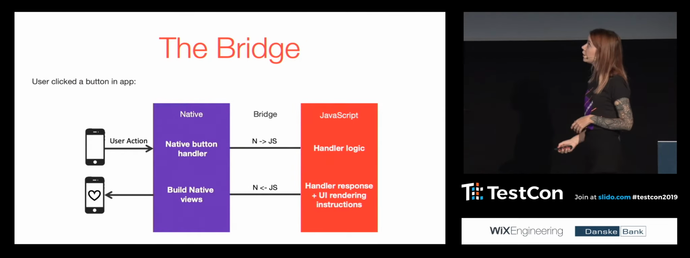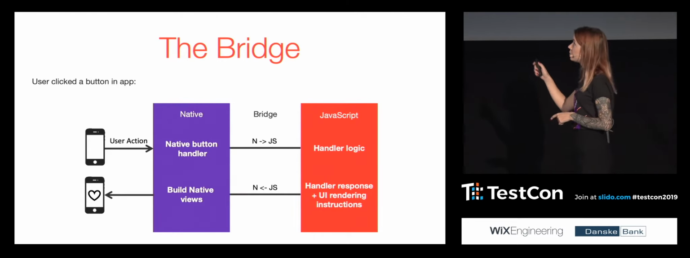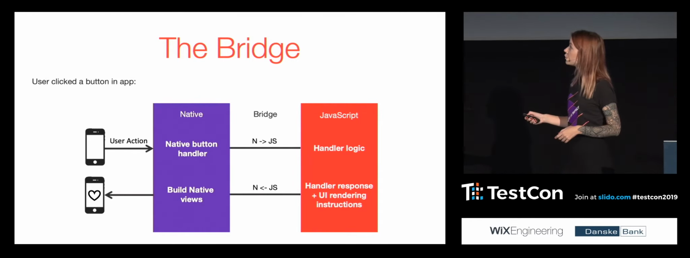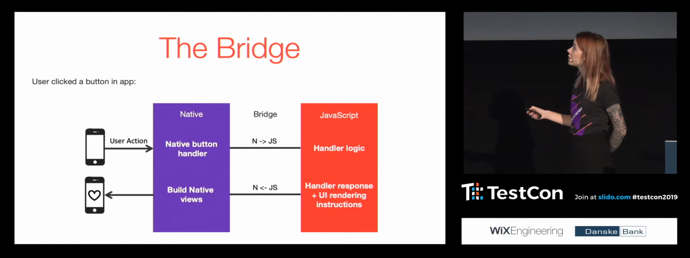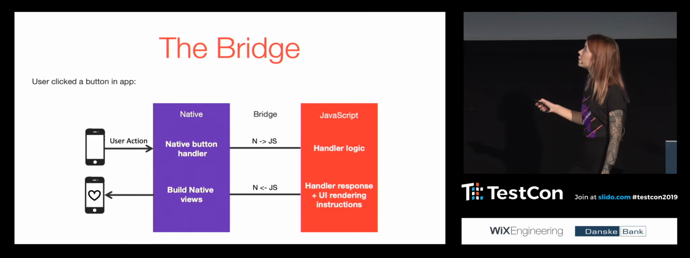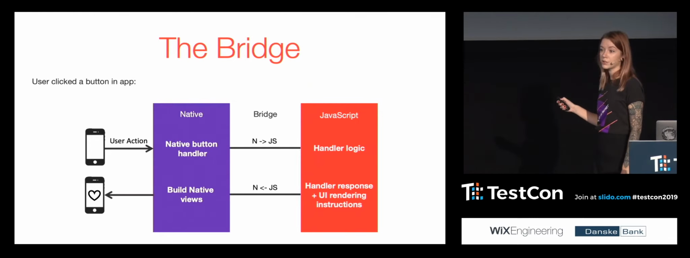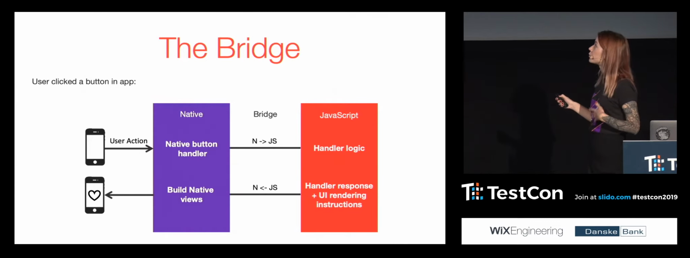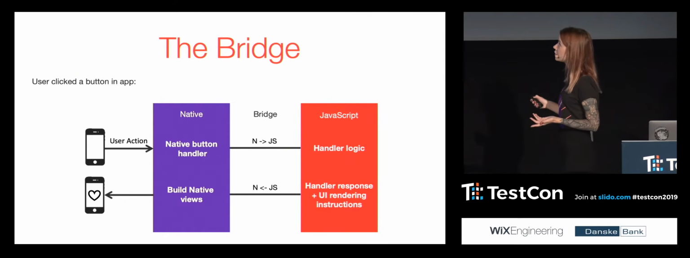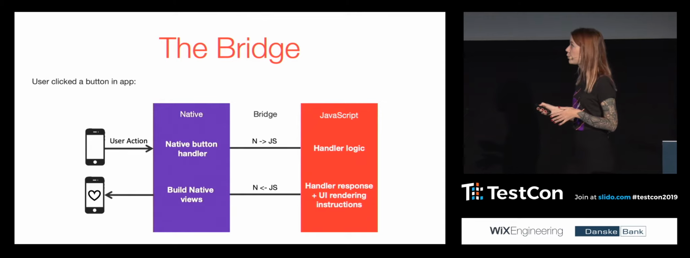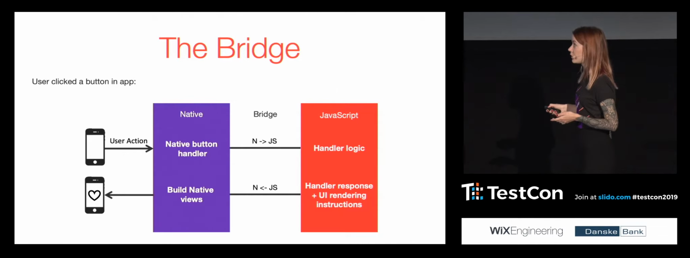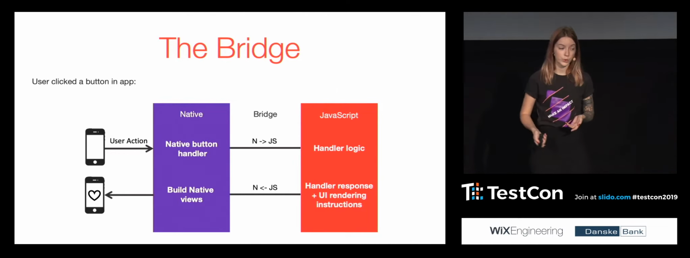In this example here, you can see how the bridge works, and this image also includes all the 4 elements that I described in previous slides. So first of all, user makes some kind of an action, and that action goes into the native side, where native button handler sends directions over the bridge to JavaScript side, where handler logic is being performed. After this logic is performed, handler response is formed plus UI rendering instructions, and this information is sent over the bridge back to the native side where native views are being built, and then we can see the outcome of our initial action on the screen.